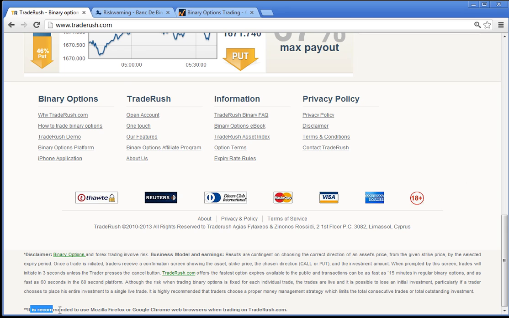Double asterisk. It is recommended to use Mozilla Firefox or Google Chrome web browsers when trading on Traderush.com. What? Now, I actually come from a computer science background, so I don't find this all that surprising. A lot of these sites have a lot of code going on via JavaScript, which they're using to refresh a lot of data, or, apparently the data isn't real data based on what we saw earlier, where the prices don't reflect real prices. So who knows where and how they're pulling this data. But apparently certain browsers are preferred to others.